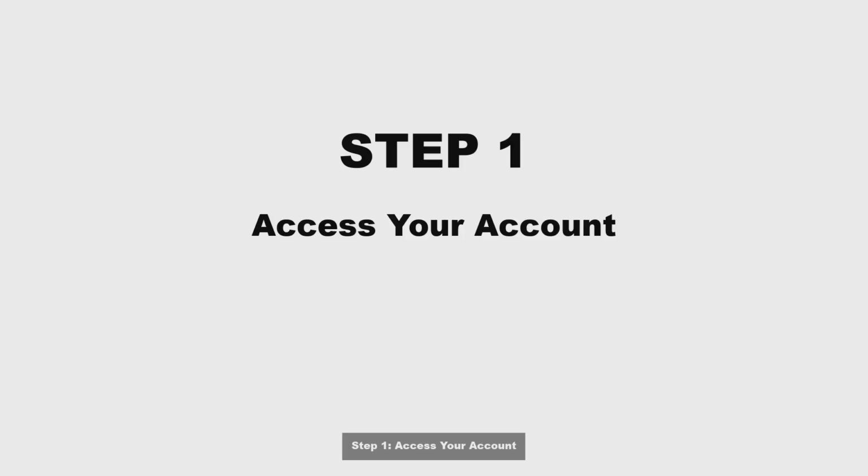Setting up your Amazon Prime account after signing up is a straightforward process. Follow these steps to ensure you get the most out of your membership. Step 1. Access your account. Go to the Amazon website or open the Amazon app. Log in using the email and password you used during the sign-up process.